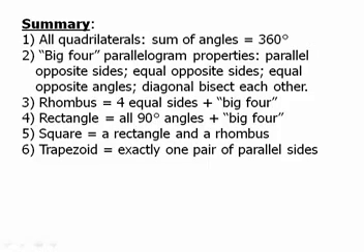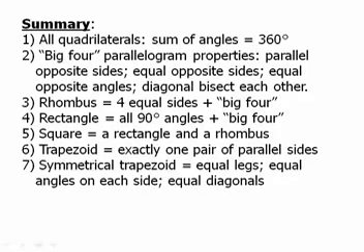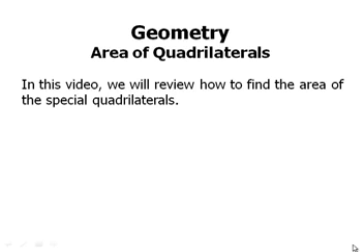A trapezoid has exactly one pair of parallel sides, and a symmetrical trapezoid, or an isosceles trapezoid, has equal legs. This means it has equal angles on each side as well as equal diagonals. Now we can talk about areas of quadrilaterals. In this video, we'll review how to find the area of the special quadrilaterals.